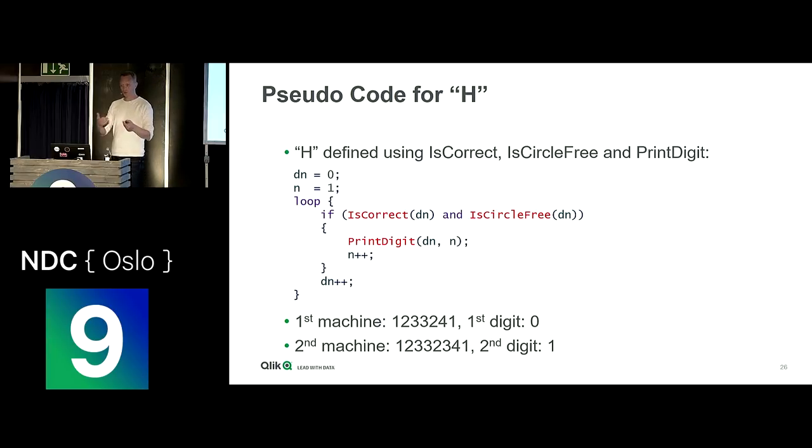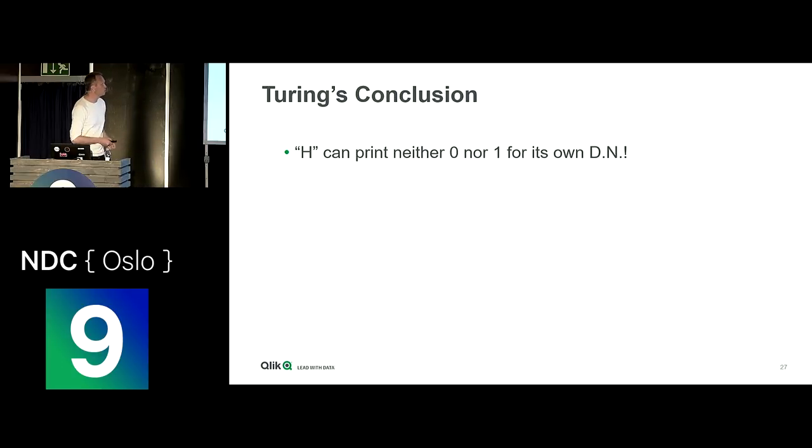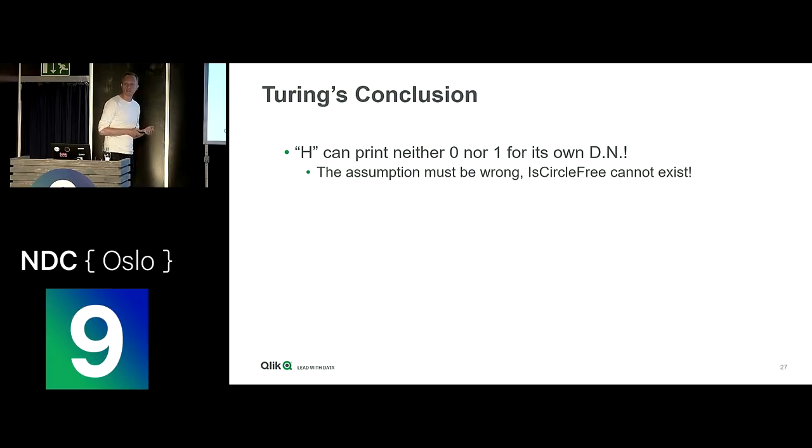And another version of this that we use in computer science is the halting problem. It is not possible to write a program that takes any other program as input and decides whether or not that program will complete. You just can't do it. You can, of course, find sub-programs that you can analyze and find, but you cannot find that general solution to that problem. So Turing's conclusion is pretty much that H can print neither 0 nor 1 for its own description number, which means that the assumption must be wrong.